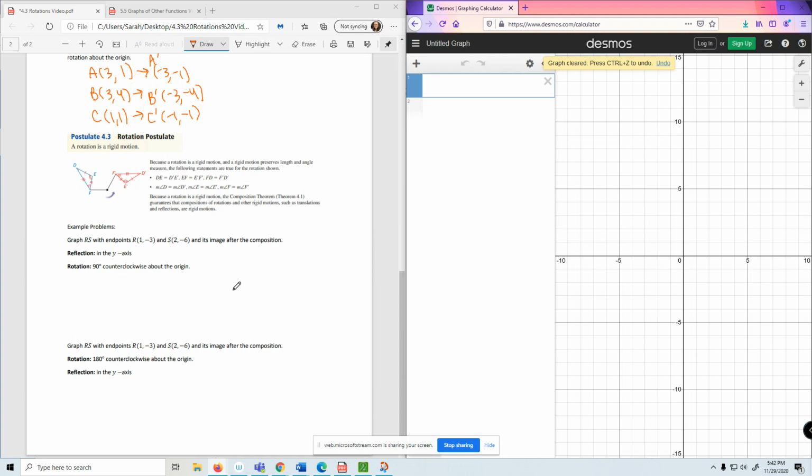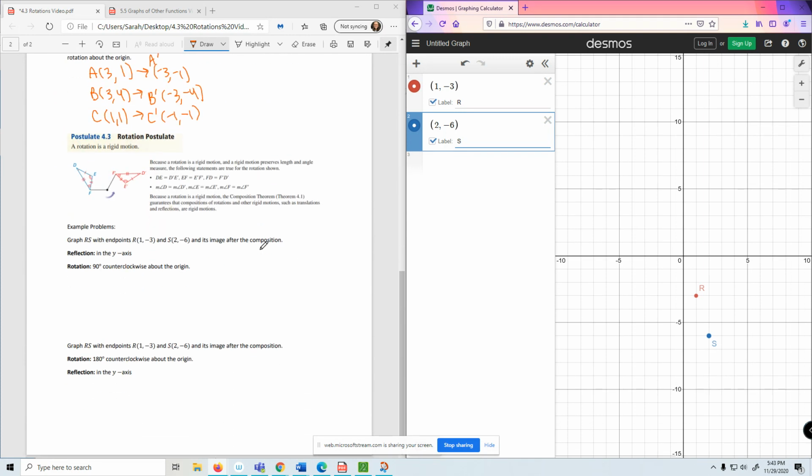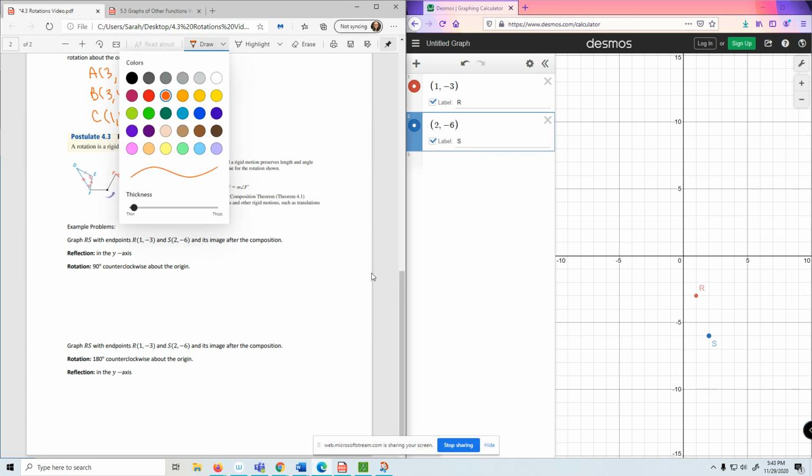So the last two things we are going to rotate and reflect today are line segments. They want us to graph the line segment RS with endpoints 1, negative 3, that's R, and 2, negative 6, which is S. And they want us to find the image after composition. We'll need to think about our rotation rules, which are back here, and reflection rules that we learned in a previous lesson. I'll help you with some of those rules because we're talking about a combination of rules. As usual, do the rotations and reflections in the order you see them.